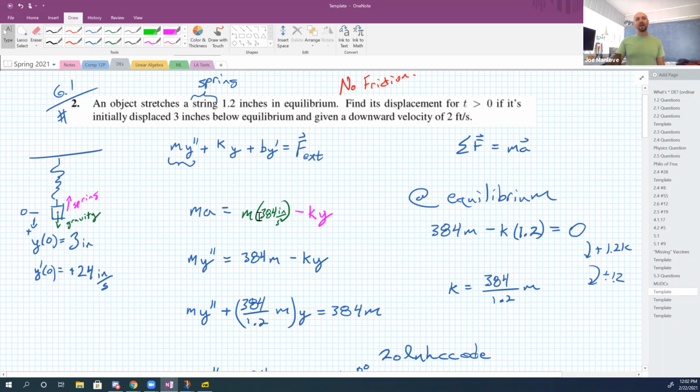So I could have set this thing up as a homogeneous equation with 1.8 as my initial condition instead of this 3.